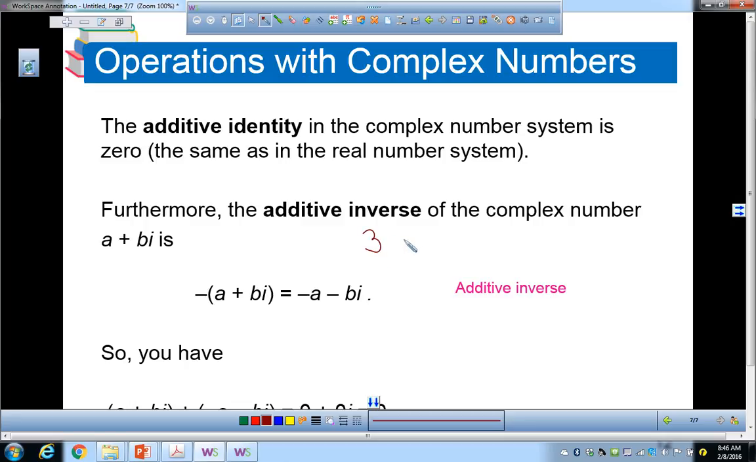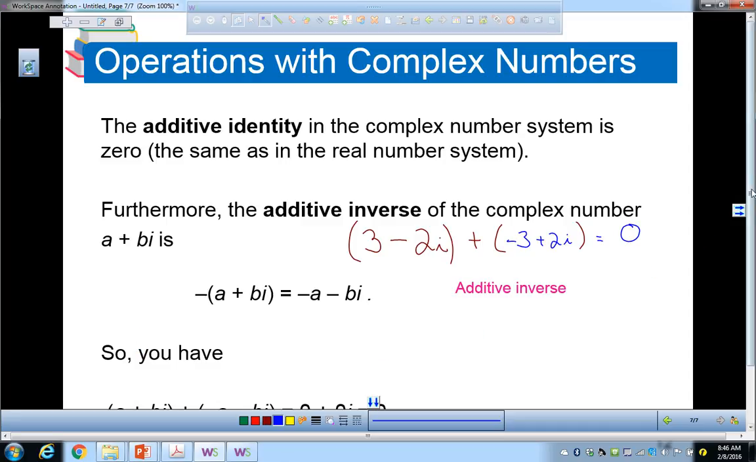I'm not sure if I have an example coming up, but I'll do one here. So if I have 3 minus 2i, and I add to that its additive inverse, what would be its additive inverse? Negative 3 plus 2i. I just multiply these by negative 1. Negative 3 plus 2i is going to give me out what? 0. Okay? That's called the additive inverse. Easy enough. Piece of cake so far.